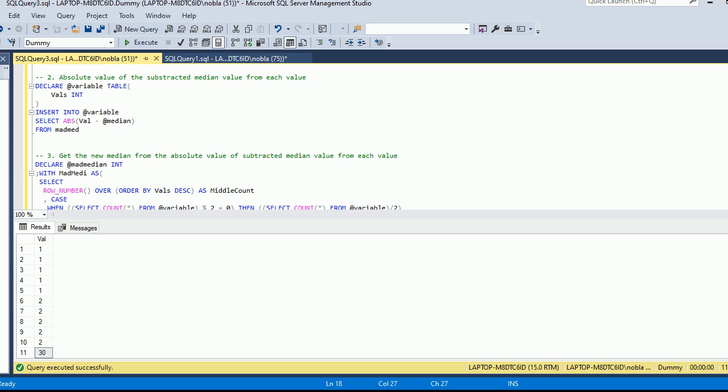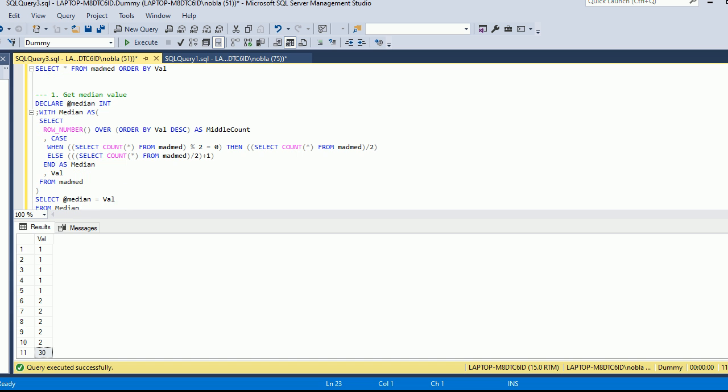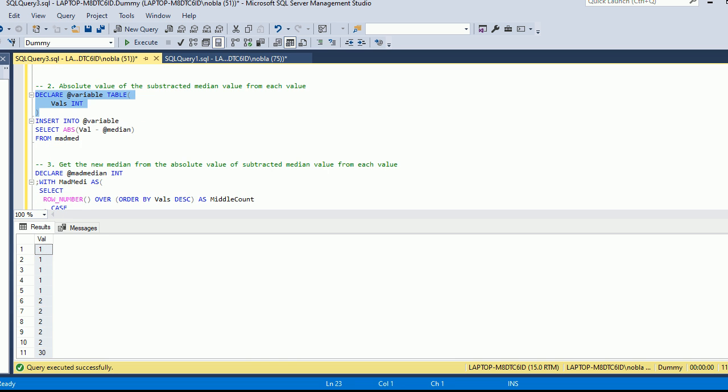The next thing that we want to do, step 2, is get the absolute value of the subtracted median value from each value. I realize that sounds a little confusing, so let's go back up to this. We have this median value here that we're setting here. I'm declaring this table, which is the values. This table is going to include all of the values here, except each of these values, as we see, is going to subtract the median, right?